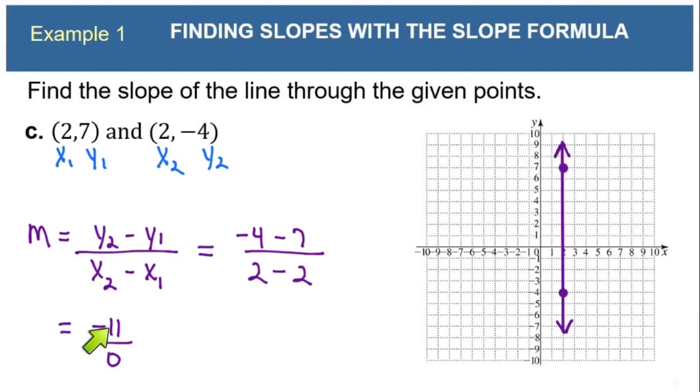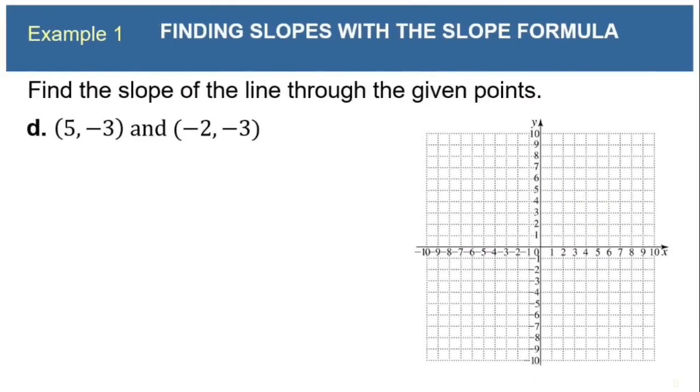Well, this says negative 11 divided by 0, and we know that it's not possible to divide by 0, so this does not even represent a number. We call this undefined. This number is not possible. So a vertical line will always give you an undefined slope because it has no run. The result in the bottom of the formula will always be 0, and so the slope will always come out undefined.